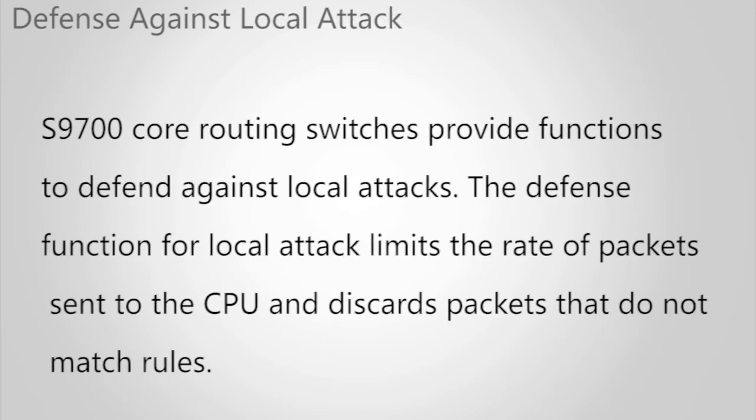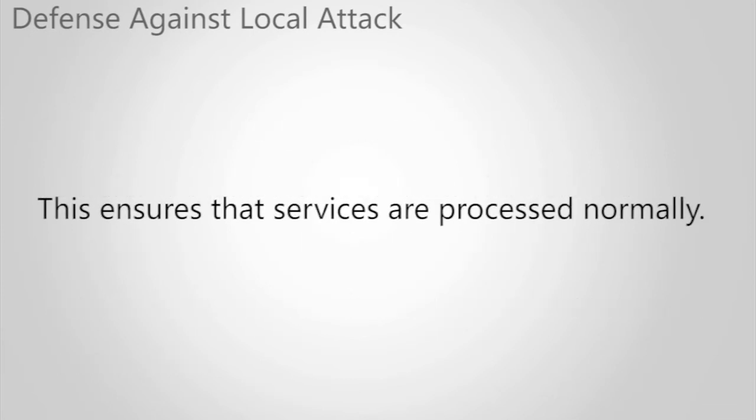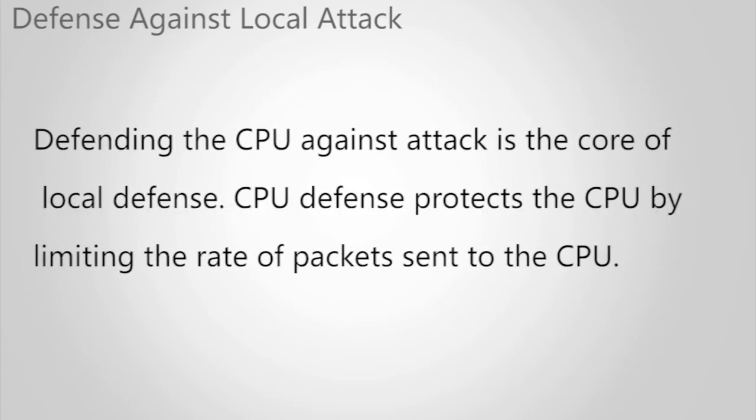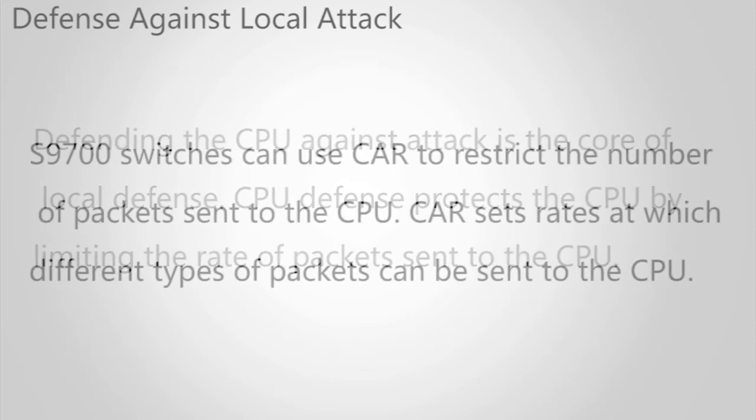S9700 core routing switches provide functions to defend against local attacks. The defense function for local attack limits the rate of packets sent to the CPU and discards packets that do not match rules. This ensures that services are processed normally. Defending the CPU against attack is the core of local defense.